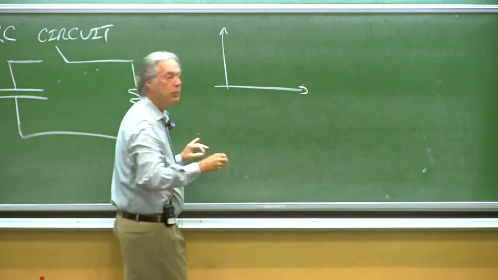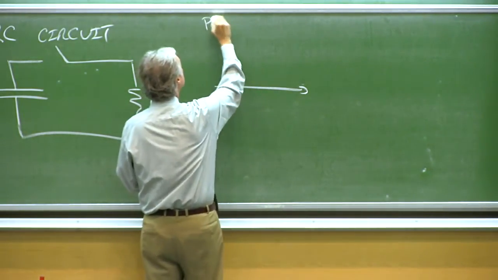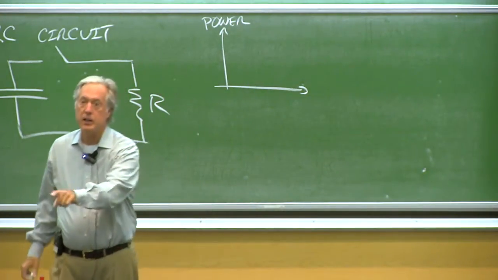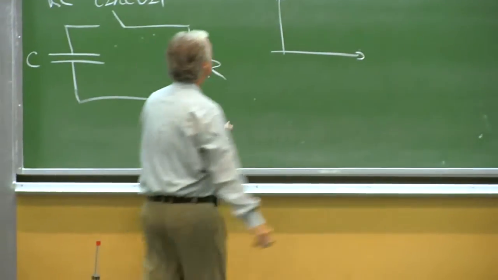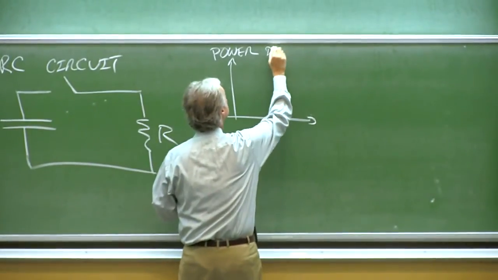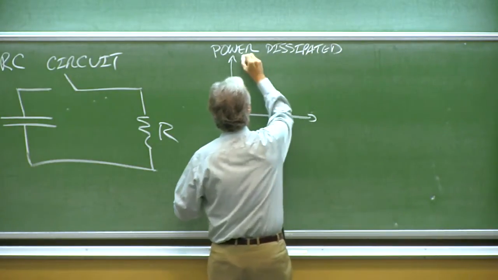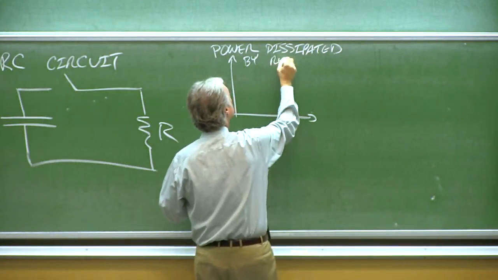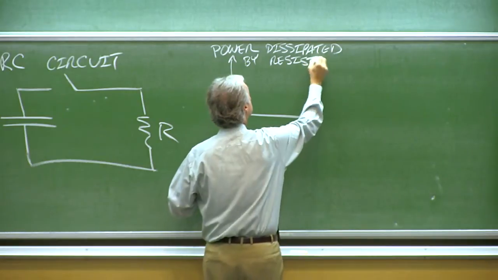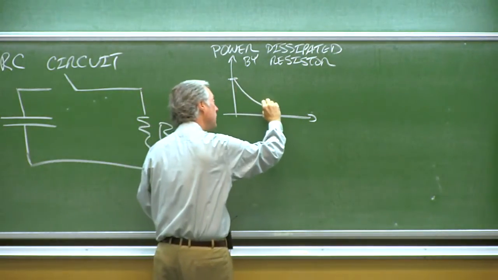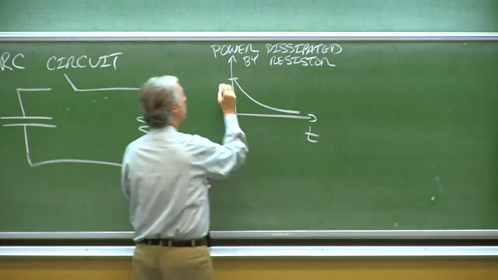So we see right away, we've made the observation, as we did last lecture, that the intensity, the power that we're emitting, and this is the power dissipated by the resistor, started out at some maximum value and it went down like this as a function of time.